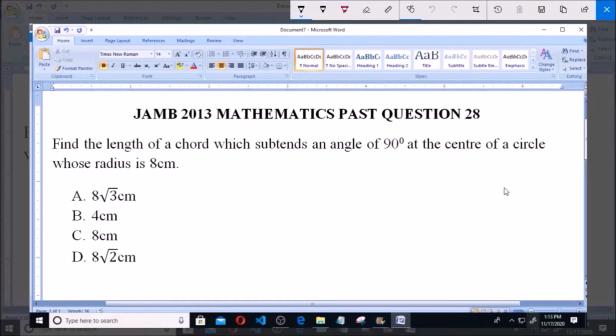I'll be answering JAMB 2013 Mathematics Past Question 28. Find the length of a chord which subtends an angle of 90 degrees at the center of a circle whose radius is 8 cm. Now, let's assume this is our circle and this is the center of the circle. Then we have a chord, and this chord subtends from the center of the circle like this. Then we are told that this angle here is 90 degrees.